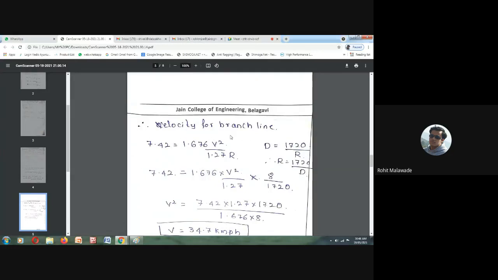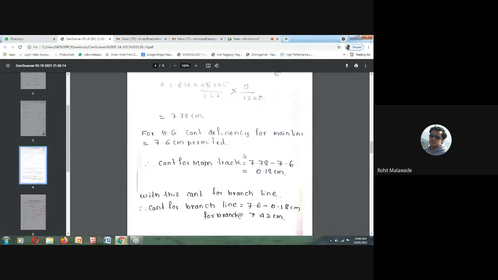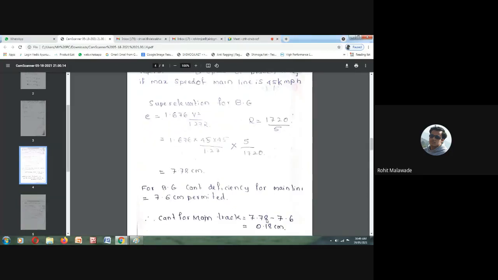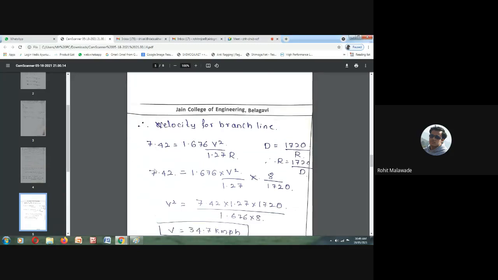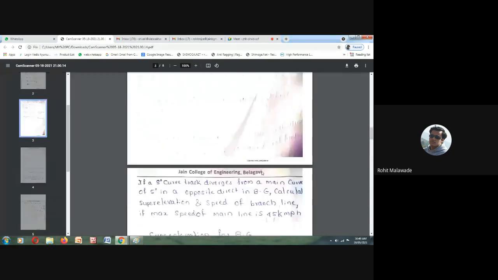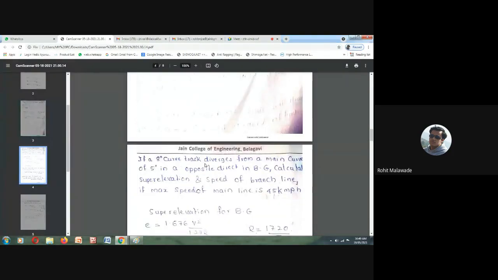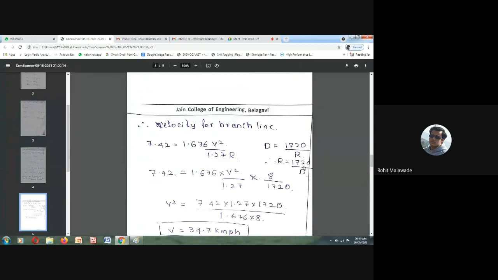Therefore, we are going to calculate the velocity. Now we have calculated the super elevation for the branch line. Now our duty is to find out what should be the velocity for the branch line. So for the velocity of a branch line, E is equal to GV square divided by 1.27 R. Now here R is for the branch line, an 8-degree curve. So we need to find 1720 divided by 8, because the degree of curve for the branch line is 8.